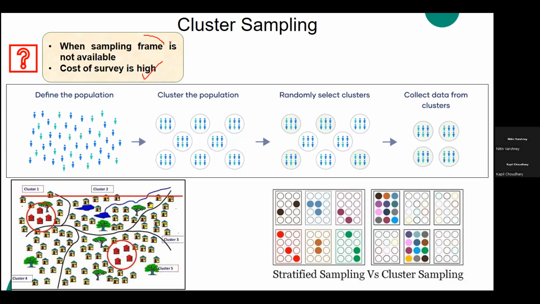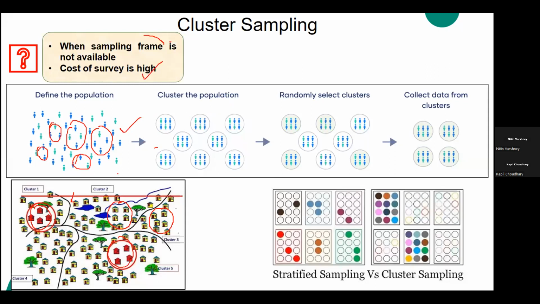For example, this is a village, and we will select clusters on the basis of neighboring units. So I have created the clusters on the basis of neighboring units. I don't have to study each and every population unit, but we will select clusters on the basis of neighboring units. That is called cluster sampling. So this is our population, and we create clusters randomly on the basis of neighboring units, and then we will select a sample of clusters randomly.